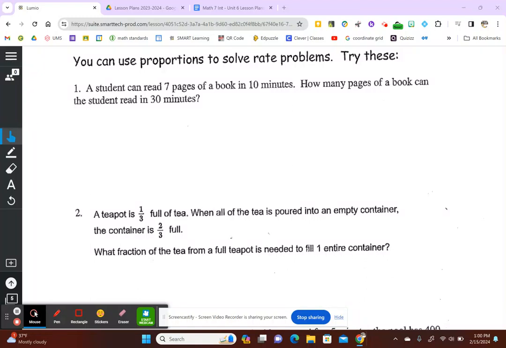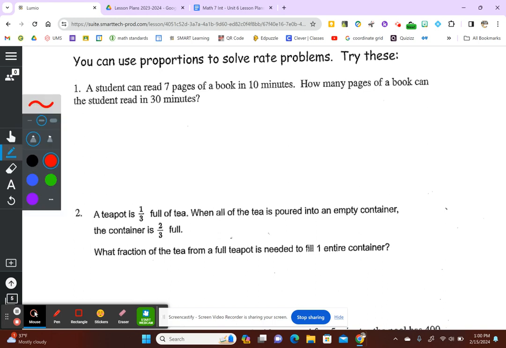Okay, so we are now going to use proportions to solve rate problems. This is page 5 in your notes. I want you to watch me do number 1 and copy it. And then you can try to do the rest on your own and then play the video to see if you got it right, or you can just work along with me.